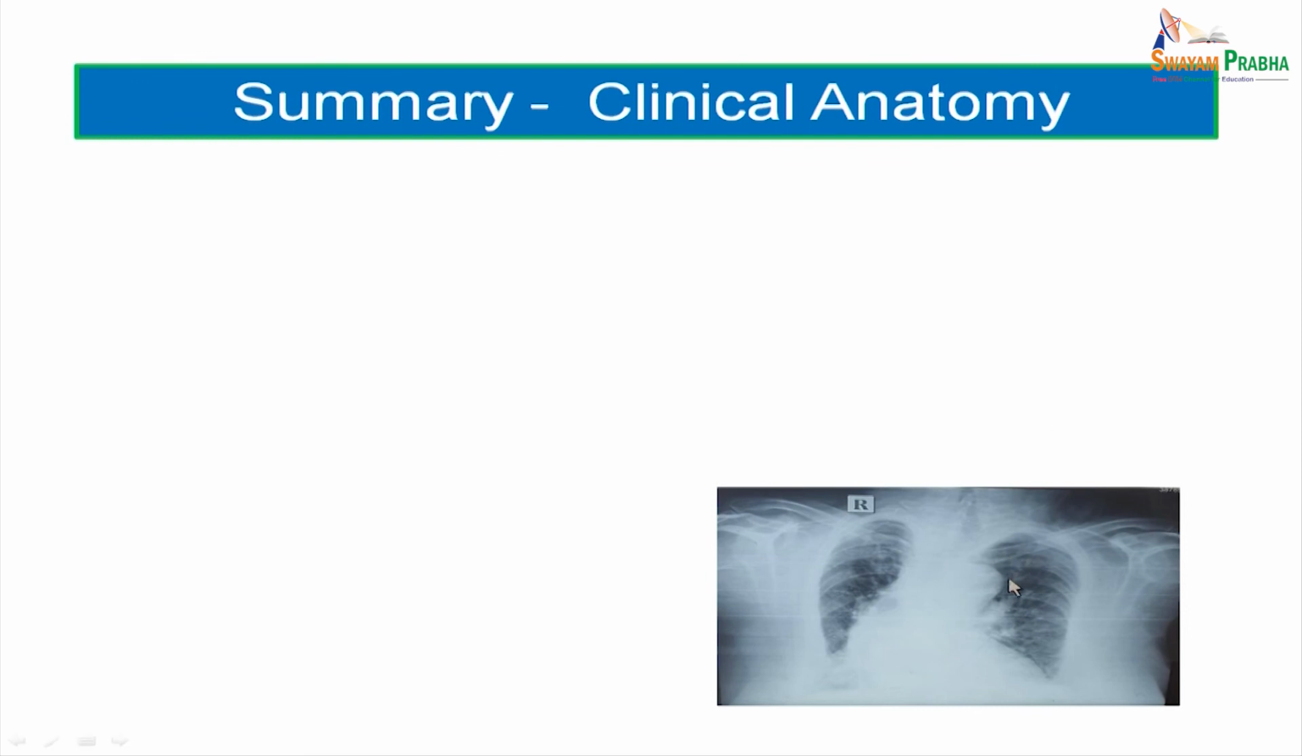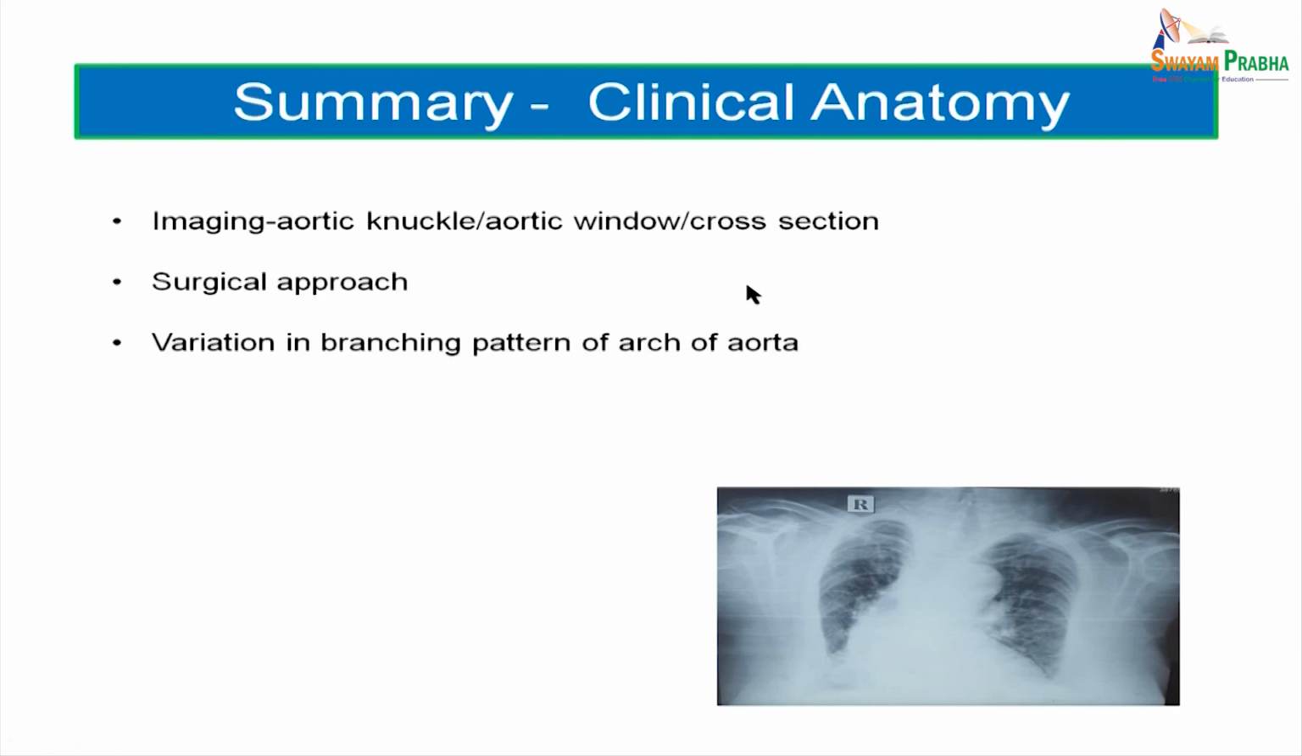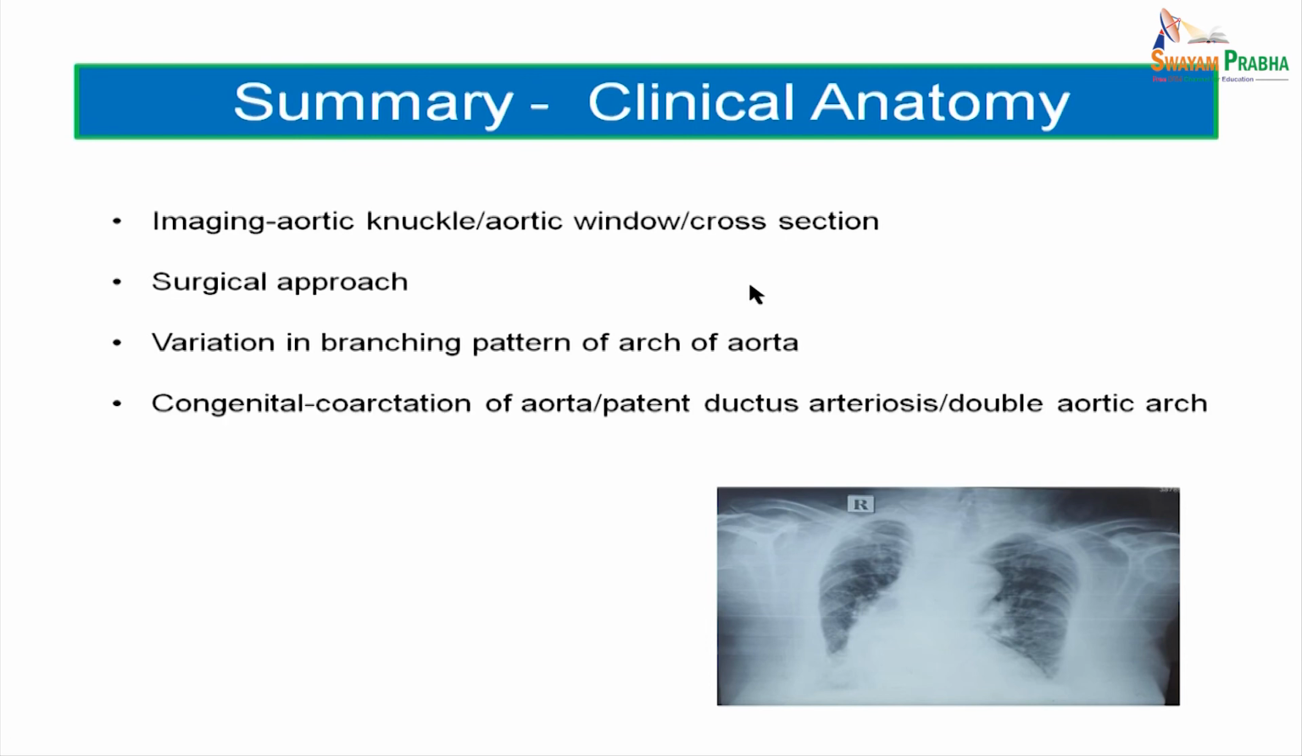So, here in this picture you can see a little prominent aortic knuckle compared to the previous X-ray, which might be due to some pathology of the arch of aorta. So, based on its location, we can determine the location of the arch of aorta in X-rays, and we also spoke about the aortic knuckle, the aortic windows, and how it is seen in CTs and MRIs. We also discussed the surgical approach, the variation in the branching pattern of the arch of aorta, the congenital anomalies associated with the arch of aorta, and also the anatomical basis of the development of aortic aneurysm.